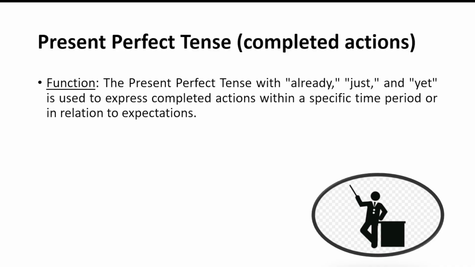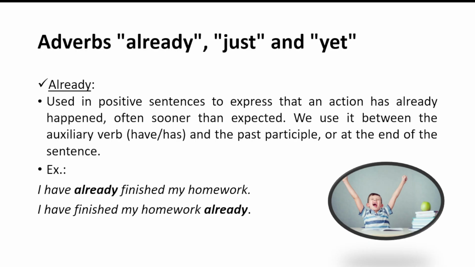For present perfect, now the function is about completed actions. With this tense in English, we usually use already, just, or yet to express completed actions within a specific time period in relation to expectations. Let's see some examples. Already is used in a positive sentence to express that an action has already happened, often sooner than expected. So, for example, we can say, I have already finished my homework. Another example is, I have finished my homework already. So, already is the tip for this tense in English.